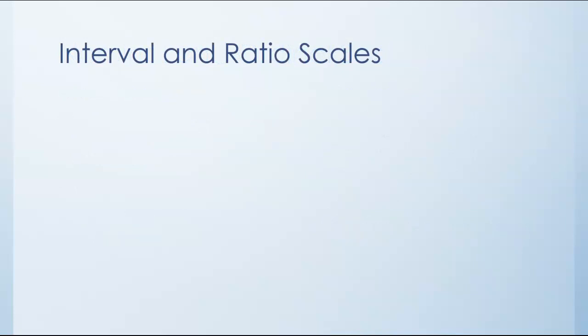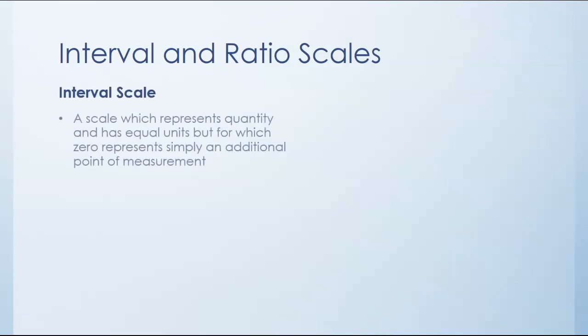Now, on the other side of that, we have the interval and the ratio scales. These are your numbers. These are the ones that we are going to be able to take the mean and the median and all of that good stuff that we're going to talk about in Chapter 2 when we talk about measures of central tendency. So let's talk about the interval scale first. So this is a scale that represents quantity and has equal units, but for which 0 is simply an additional point of measure. So that means things like a number line or temperature or the sea level.